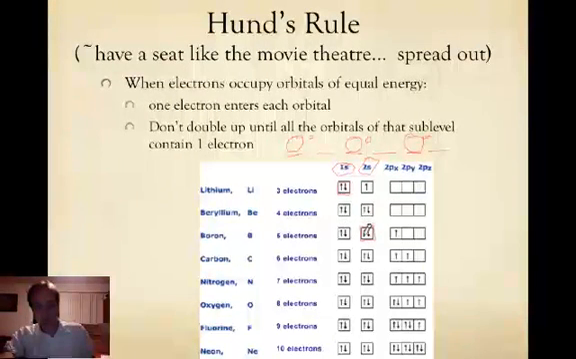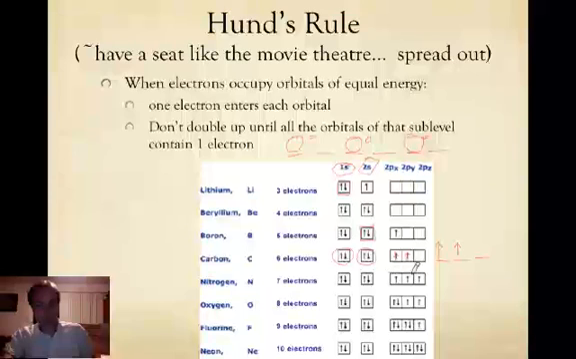You have to fill it with 2. But once you get to the 2p, notice carbon has 6 electrons, right? So it puts 2 electrons in the 1s, then it moves on and puts 2 electrons in the 2s. When it gets to the 2p, it puts 1 electron here and 1 electron here. The p sublevel has 3 orbitals. So it's going to put 1 electron in one, 1 electron in another. They're not going to double up because they don't have to. They're going to spread out just like the movie theater.